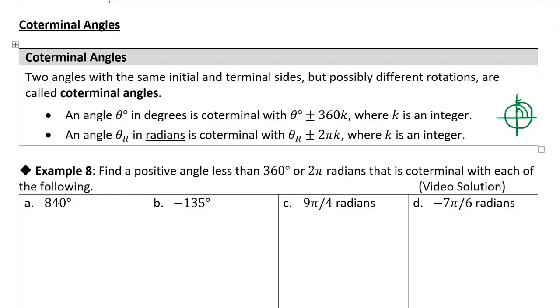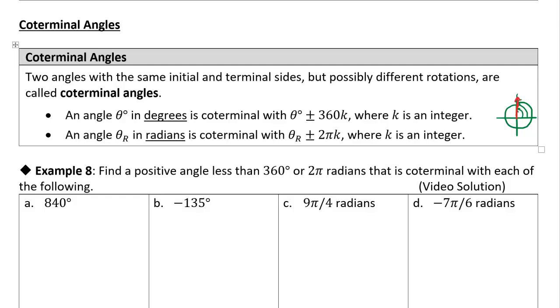Those two angles share a terminal side. The initial side is always the positive x-axis, but the terminal side here is the same. They're at the same spot in standard position. So we can take any angle and add 360 degrees to it, and you're going to get a coterminal angle. You're just rotating that terminal side a full rotation, and it's back to where it was before.